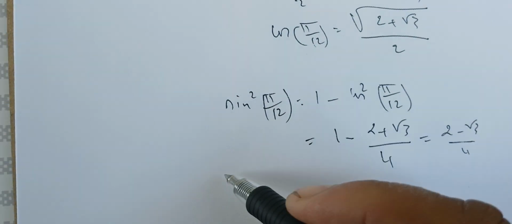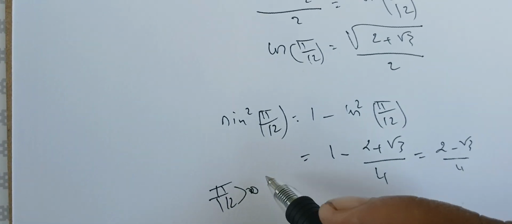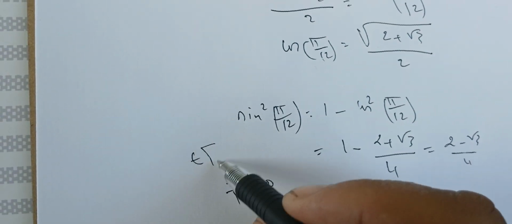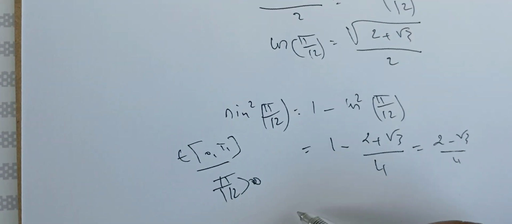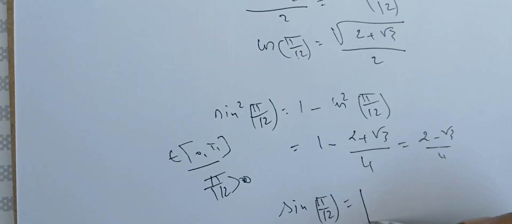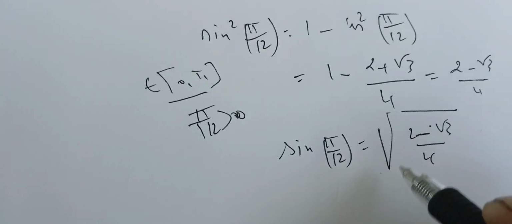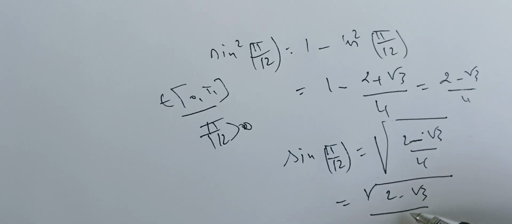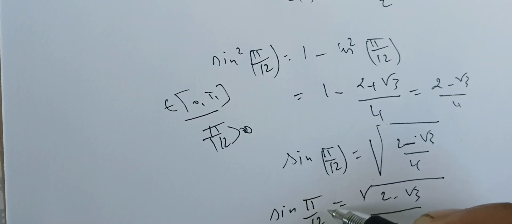And since pi over 12 is in this interval, 0 to pi, this is where the sine is positive. We have the sine of pi over 12 is the square root of 2 minus square root of 3 over 4, and we can simplify this one as square root of 2 minus square root of 3 over 2. So this is the sine of pi over 12.